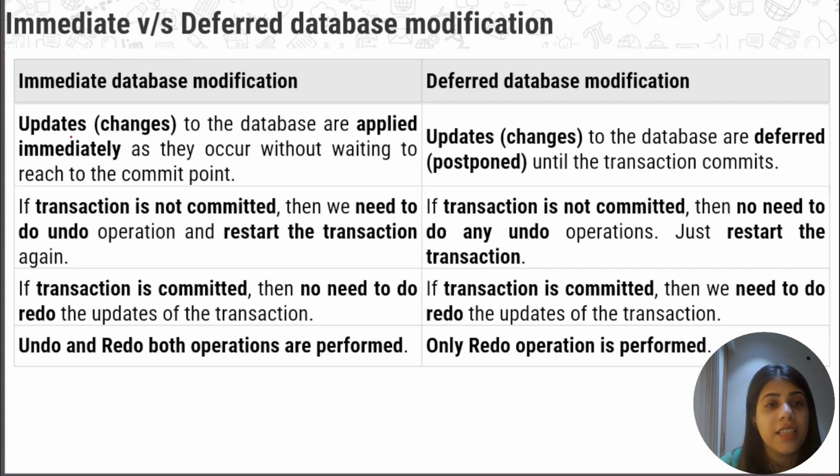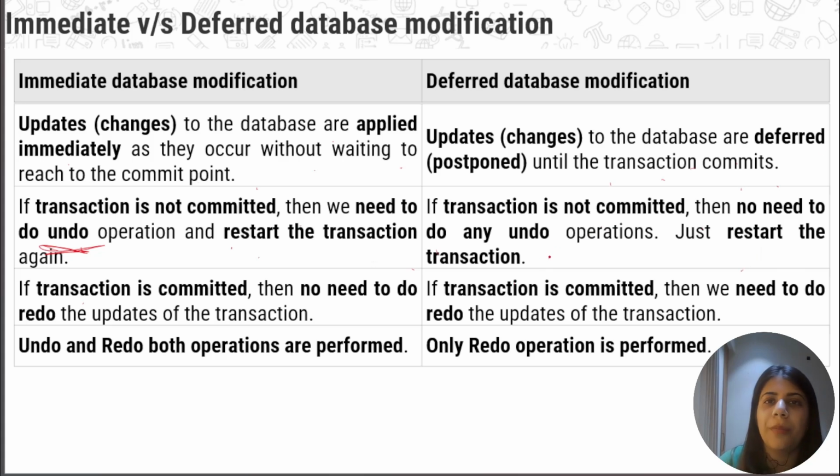Now let's see the differences point wise. In immediate, the updates or the changes to the database are applied immediately as they occur without waiting to reach the commit point. And over here it is exactly opposite. It is postponed until the transaction gets committed. If the transaction is not committed, then we need to do the undo operation and restart the transaction again. If the transaction is not committed, then no need to do the undo operation. We can directly just restart the transaction.